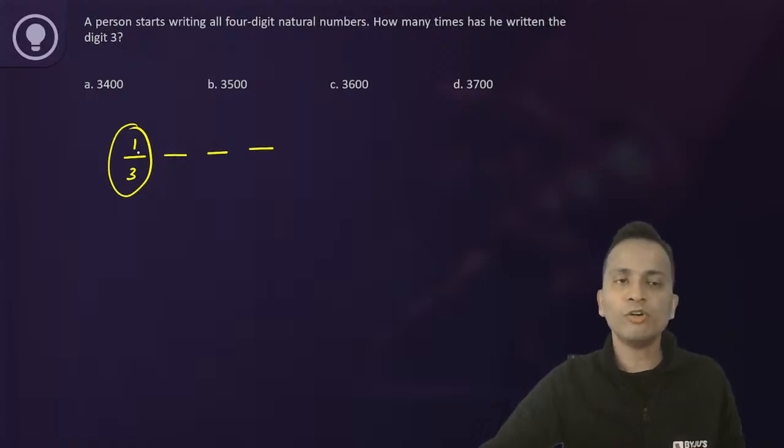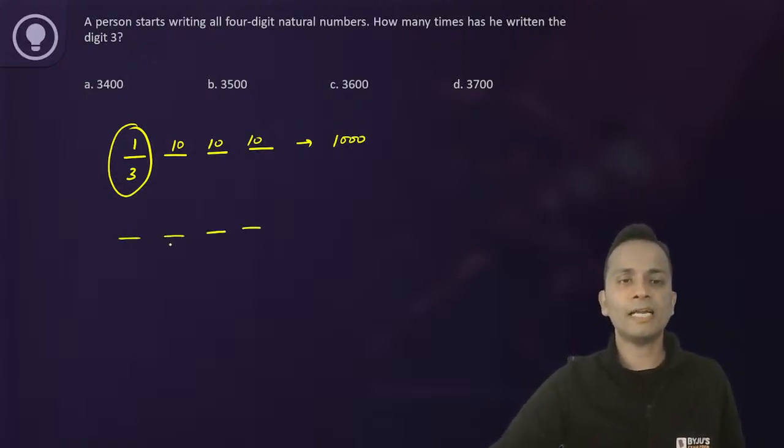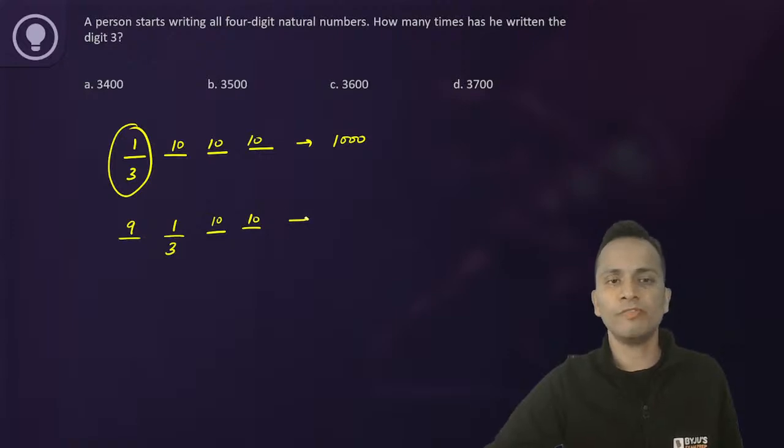So 3 को fix कर दिया. This place has only one way to fill. This place has 10, 10 and 10. So 10 into 10 into 10, that is 1000 numbers like this. Then 3 appearing at this place. So one way to fill this, 9 ways to fill this, 10 ways and 10 ways. So there will be 900 another numbers.